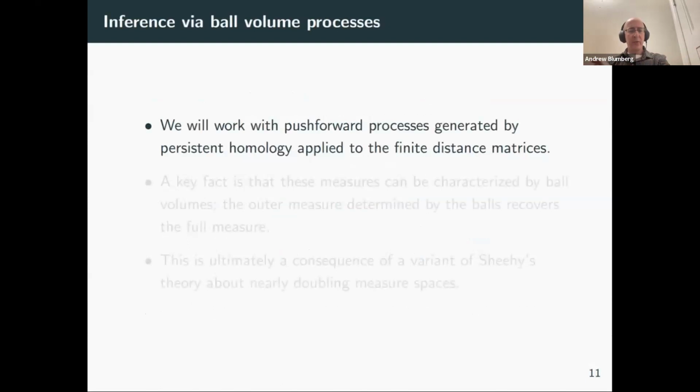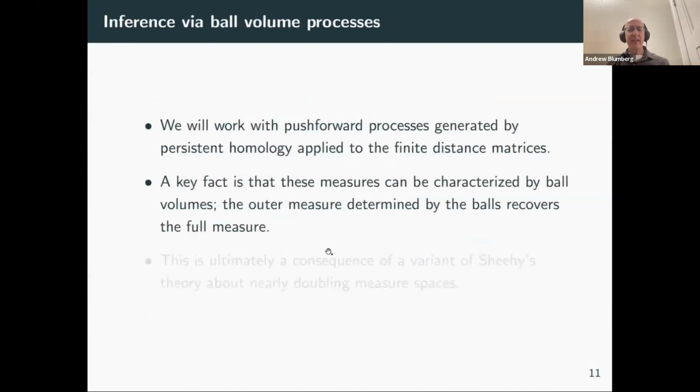So we're going to work with the push-forward processes generated by applying persistent homology to finite distance matrices at different times. And another key fact for us is that these measures can be characterized by the volumes of balls. This is sort of a technical thing: there's an interesting question, for an arbitrary measure, is it determined by its value on balls? It's not always true, and there are hypotheses under which it's true. The point is, if you take a Carathéodory construction of an outer measure, you can recover the actual measure just knowing it on balls, taking the infimum over covers by balls for the full measure.